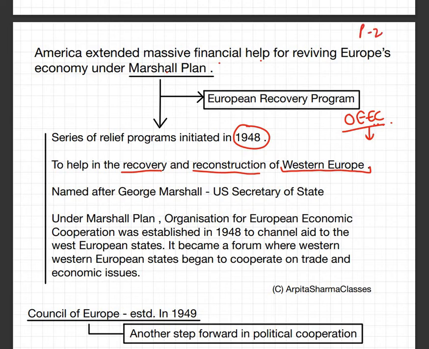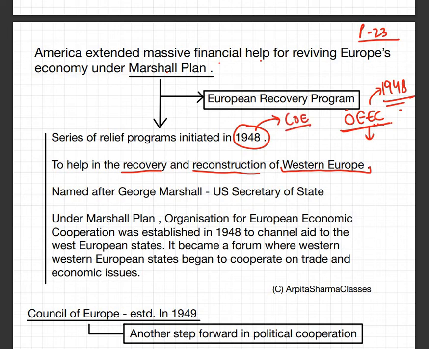Under this Marshall Plan, the OEEC was established, the Organization for European Economic Cooperation. So this is important for prelims also. All these facts that we are understanding are very important for you for Prelims 2022. So this Organization for European Economic Cooperation, in which year was it established? 1948. Three years after World War II, this organization was established. Why? So that help can be provided to those European states which have been devastated and damaged because of World War II. All right.